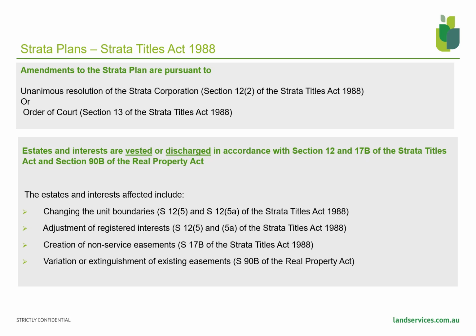Pursuant to Section 12, the unit boundaries and the registered interest are vesting in accordance with the plan, and therefore there is no need to show any vestings between the owners. And as regards to the consent form for the registered interest, it has the pre-printed statement on it, being adjusted in accordance with Section 12(5) and 5A of the Strata Titles Act 1988.